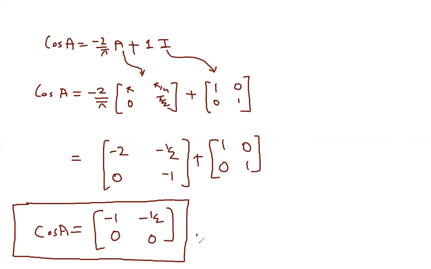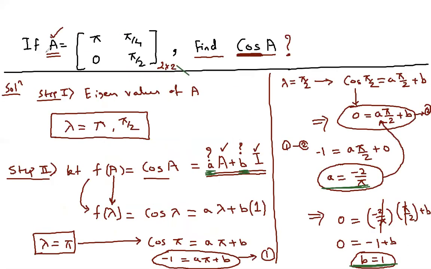So we actually figured out the value of cosine of A, where A is that given matrix, okay? This topic is called functions of a matrix, and you can get many questions like that, where you are given one of the matrices, say A, and then you're asked to find cosine A or e raised to A or sine A, etc. So these types of questions can come, and the solving procedure is very much like this. So if you follow this procedure, you can solve any 2 by 2 matrix.